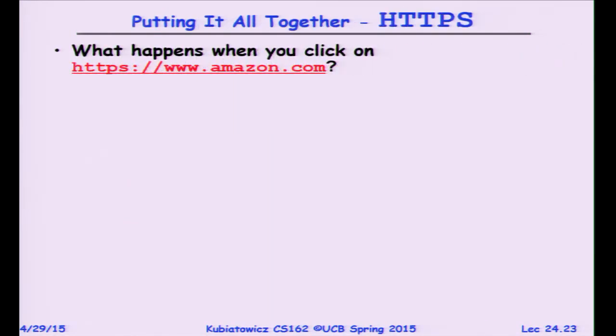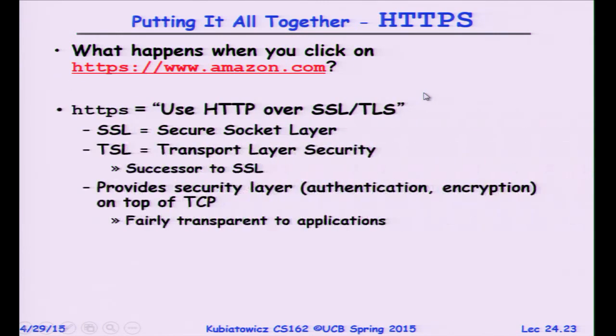So let's put this all together really quickly. If we want to do an HTTPS connection with, say, Amazon, because you absolutely have to buy a book tonight, you're going to go to https://www.amazon.com. What actually happens? Well, this HTTPS thing actually means use HTTP over an SSL/TLS layer. SSL is secure socket layer. TLS is the latest version. And in theory, this is supposed to set up a secure channel between you and Amazon.